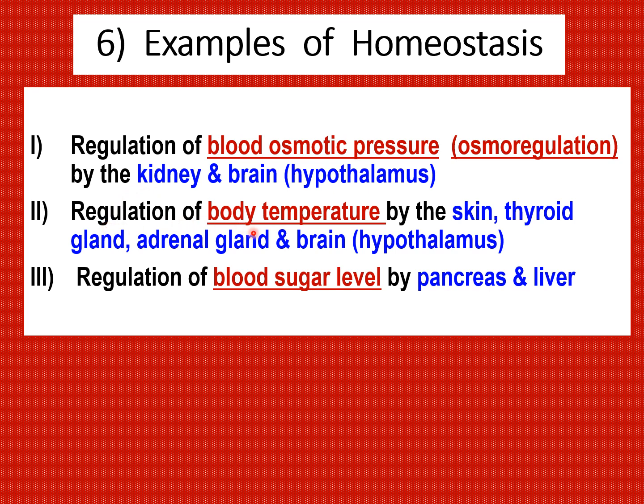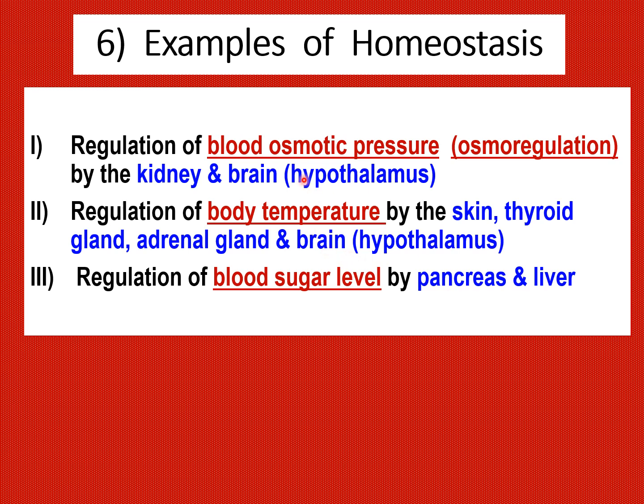Next, regulation of body temperature by the skin, thyroid gland, adrenal gland, and brain. For body temperature, the skin is involved in regulating it. Then there are the 2 glands, the thyroid gland and the adrenal gland. And of course, the brain as the control center.